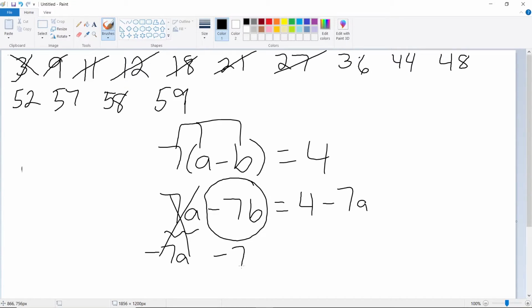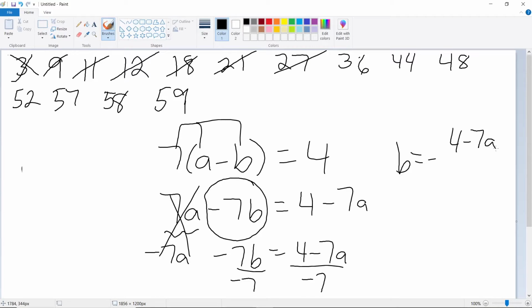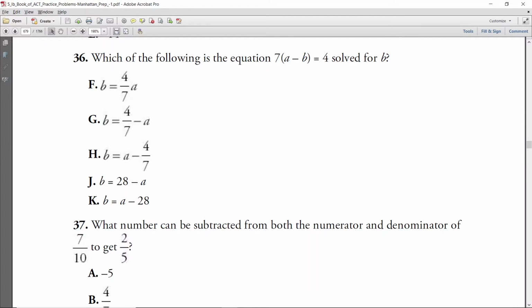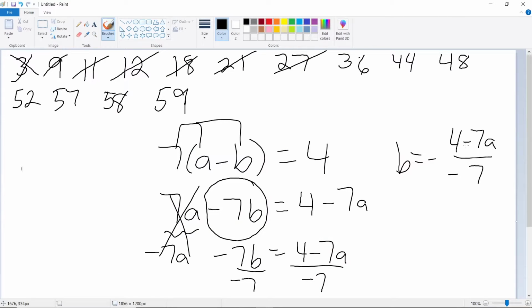So now we have negative 7b equals 4 minus 7a. And then we divide both sides by negative 7. So we get b equals (4 minus 7a) over negative 7. Now the question is, how have they formatted the answer? And they have b equals, now see, they distributed this 7. When I say negative 4 minus 7a over 7, I can have negative 4 sevenths minus negative 7a over 7.